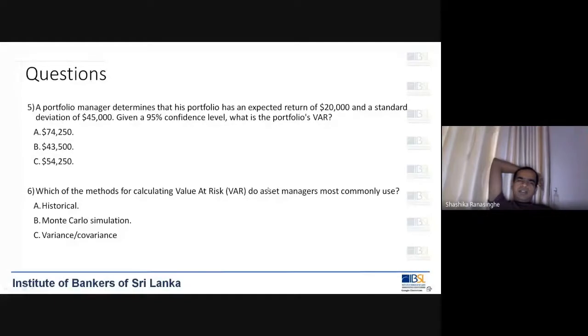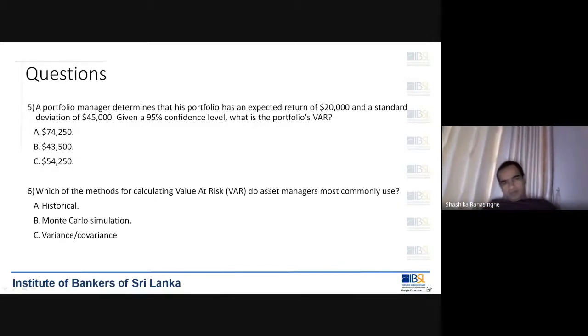Question number 6. Which of the methods for calculating value at risk do asset managers most commonly use? Most commonly used one is Monte Carlo simulation, right? Answer is B. That's value at risk.